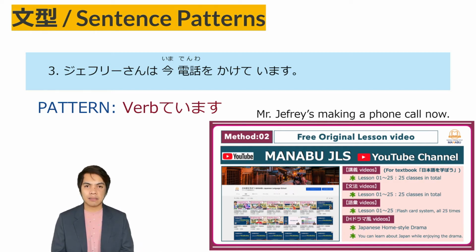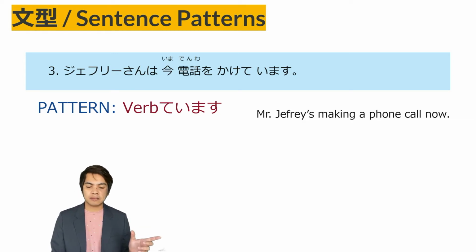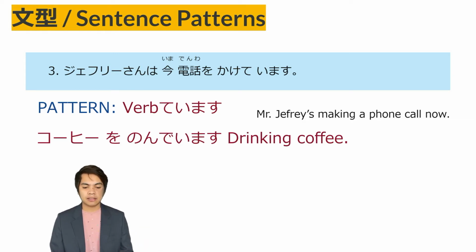Denwa o kakete imasu. So for example, remember the group 1 verb nomimasu means to drink. Nonde plus imasu means drinking. So for example, kohi o nonde imasu. Drinking coffee.